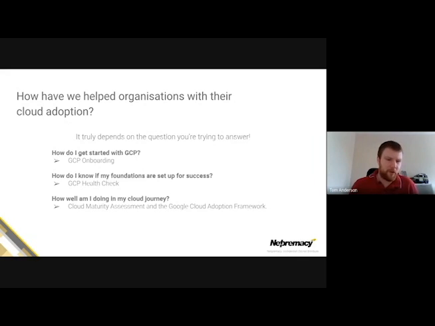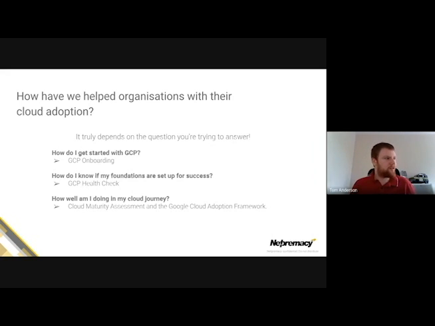How do we actually help organizations with their cloud adoption? Well, it really does depend on what you're trying to answer, right? It depends on where you are in that maturity, where you are on that journey. We speak to a lot of organizations that have no idea. They've never started using GCP before. They've never started using cloud before. We actually have an offering in that space called the GCP onboarding. It takes you from zero to hero, gets those foundations in place for GCP, and gets you to a position where you're able to start experimenting with the cloud, right? Start using some of these technologies, start using some of these products and services, and just get going with it.